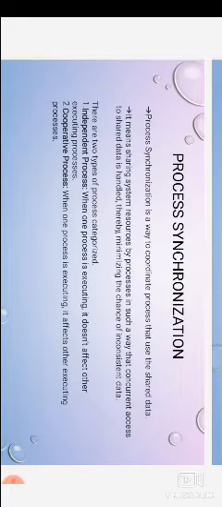There are two types of process categories. One is the independent process, and the other is the cooperative process. In an independent process, when one process is executing, it does not affect other executing processes. A cooperative process means that when one process is executing, it affects other executing processes.